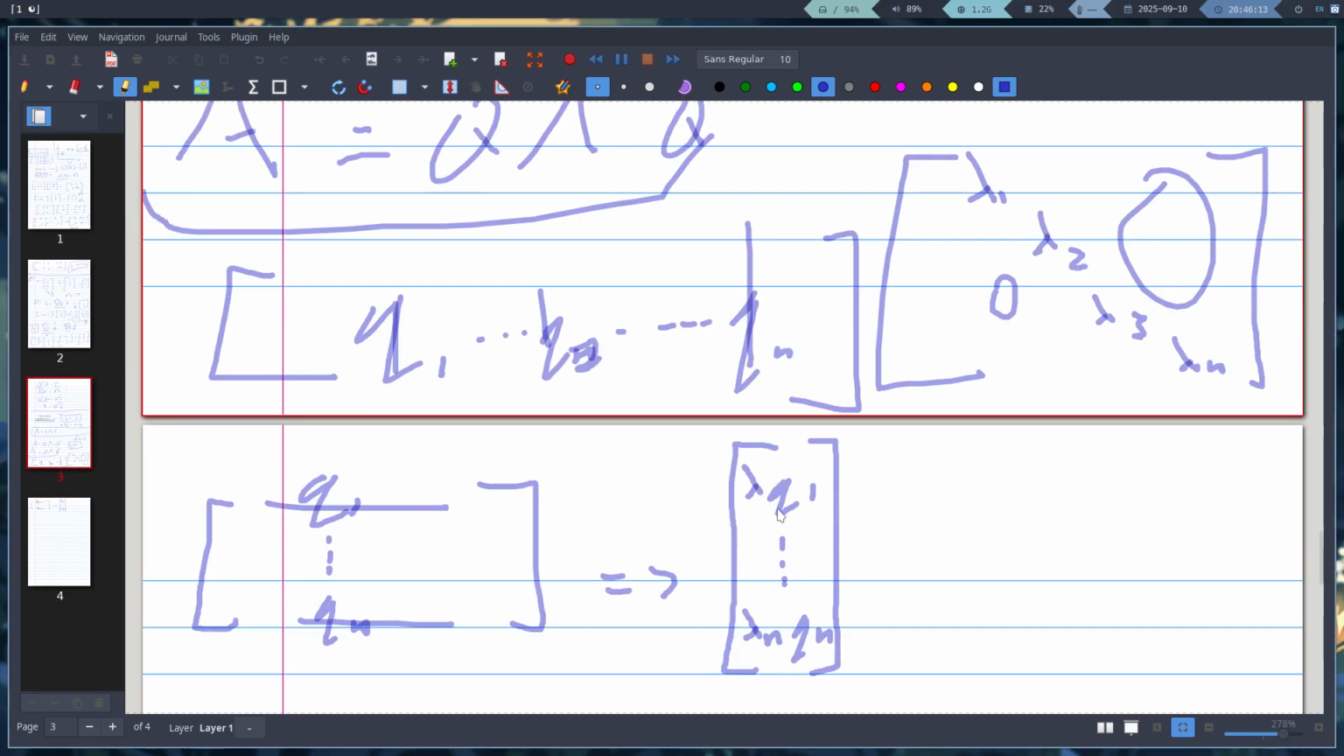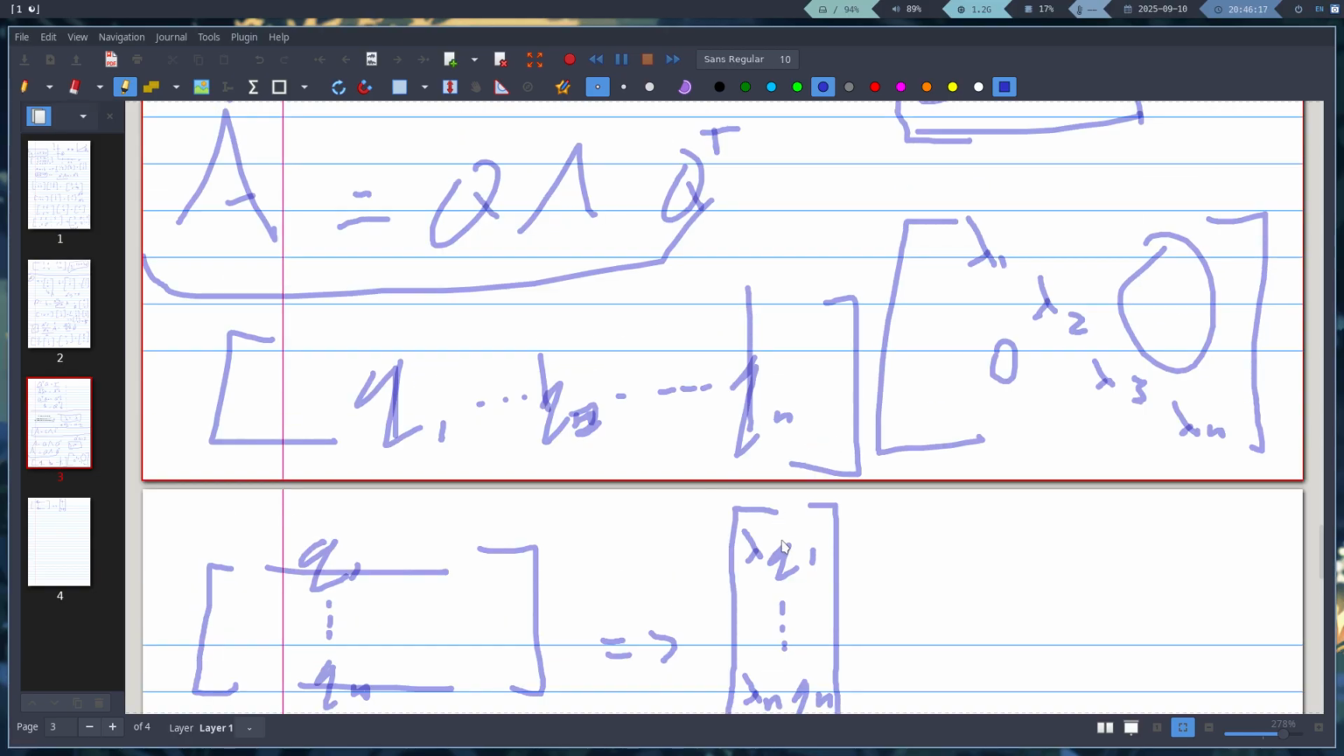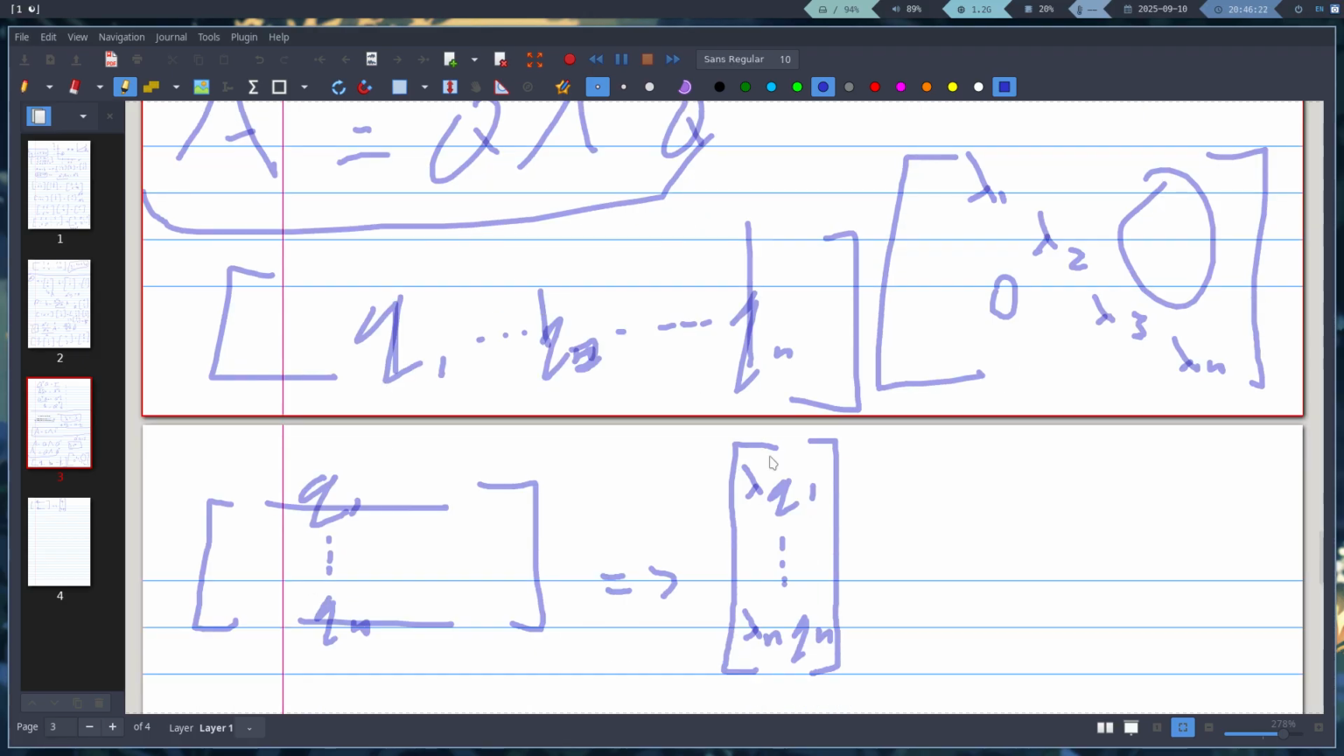And so now you have this, and then it's multiplying this matrix here. A vector times a matrix is going to give you again a vector. But what is this vector exactly? Lambda 1 Q1 times Q1. Can you see what that is going to be?